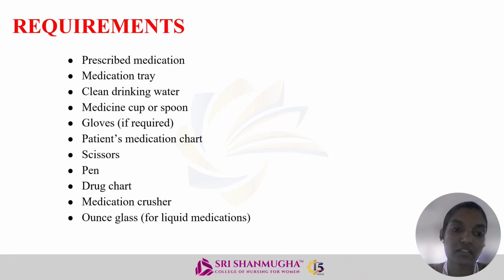Next, requirements. Prescribed medications: whatever medications are prescribed, we have to administer those. Next, medication tray, clean drinking water, medication cup or spoon, gloves if required, patient medication chart, scissor, pen, drug chart, medication crusher, that is most important. Ounce glass for liquid medications, which we have to measure. Example, syrup we give in an ounce glass only.